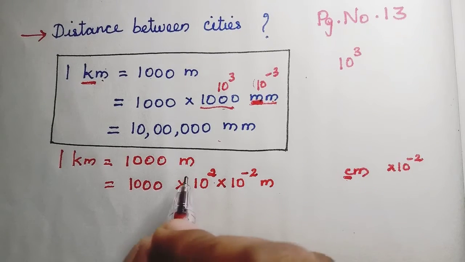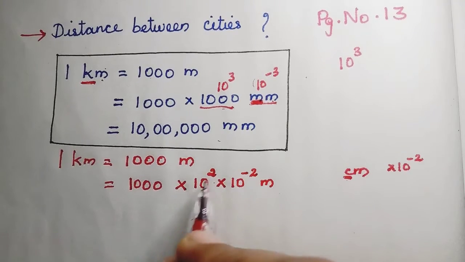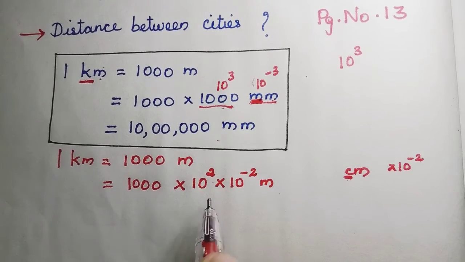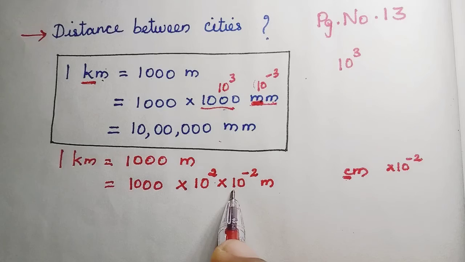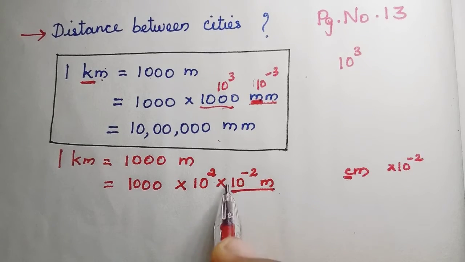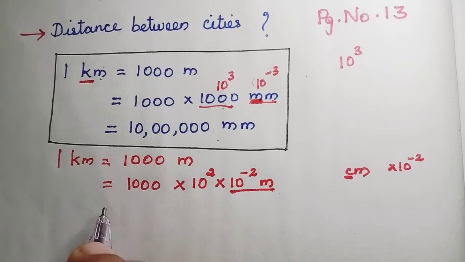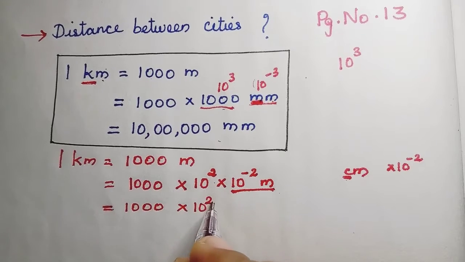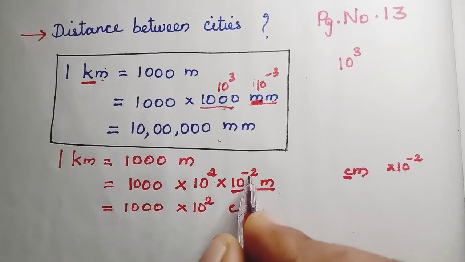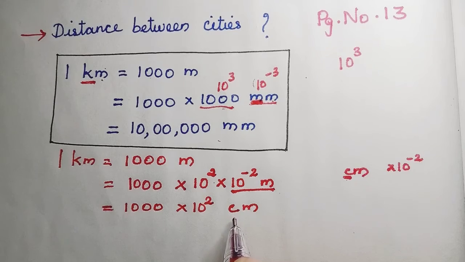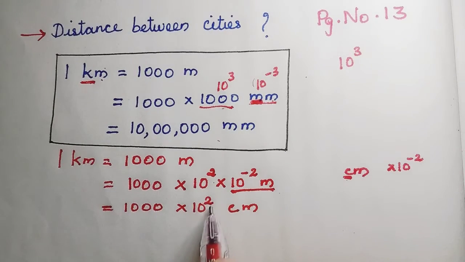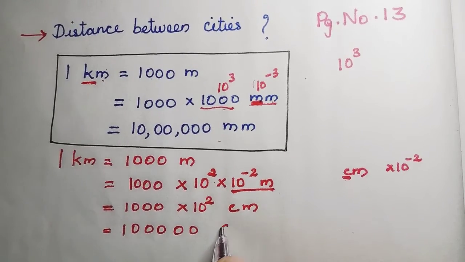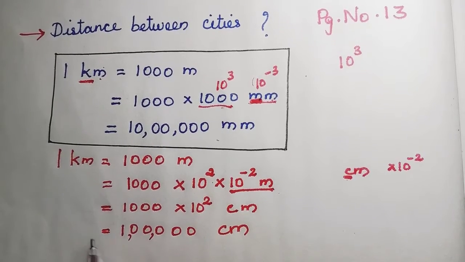When you multiply both the values, you are not changing any values here. Now what you have to do is just write this together: 10 to the power minus 2 means it's centimeter, centi. So you have to write it like this, 1000 into 10 to the power 2 centimeter. So this 10 to the power minus 2 becomes centi. You can now join these two zeros here, so you will get 100000 centimeters. So you have 1 lakh centimeters.